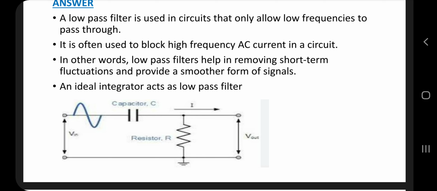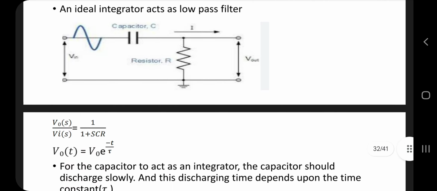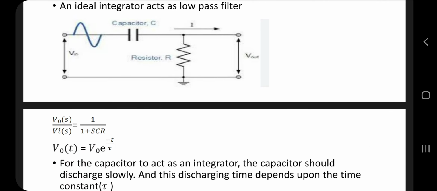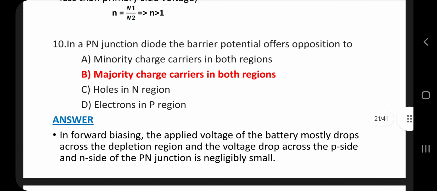An ideal inductor acts as a low pass filter. V0(S) divided by Vi(S) equals 1 divided by 1 plus SCR, where C is the value of capacitance and R is the value of resistance. V0(t) equals V0 times e raised to minus t by tau.